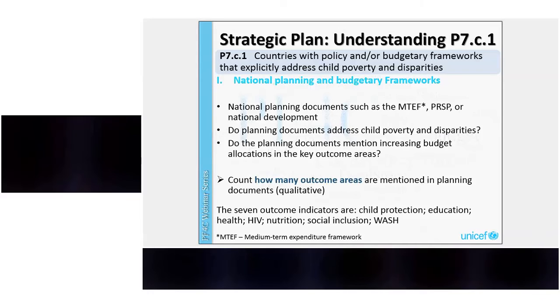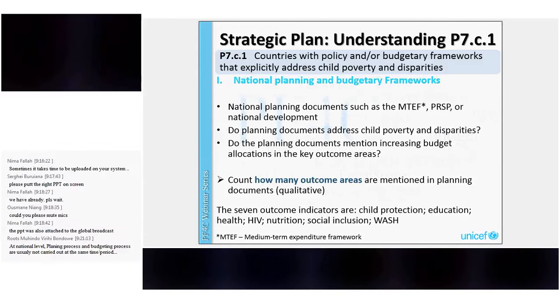We've got our national planning documents, which are your PRSP, your 5-year plan, your 1-year plan, your MTEF, your medium-term expenditure framework. The question to be asking is, do these address child poverty? And so are your 7 outcome areas covered? In particular, does the document actually say that the government intends to increase allocations in these areas? And what you have to do, quite simply, is count those areas, and there's your score.